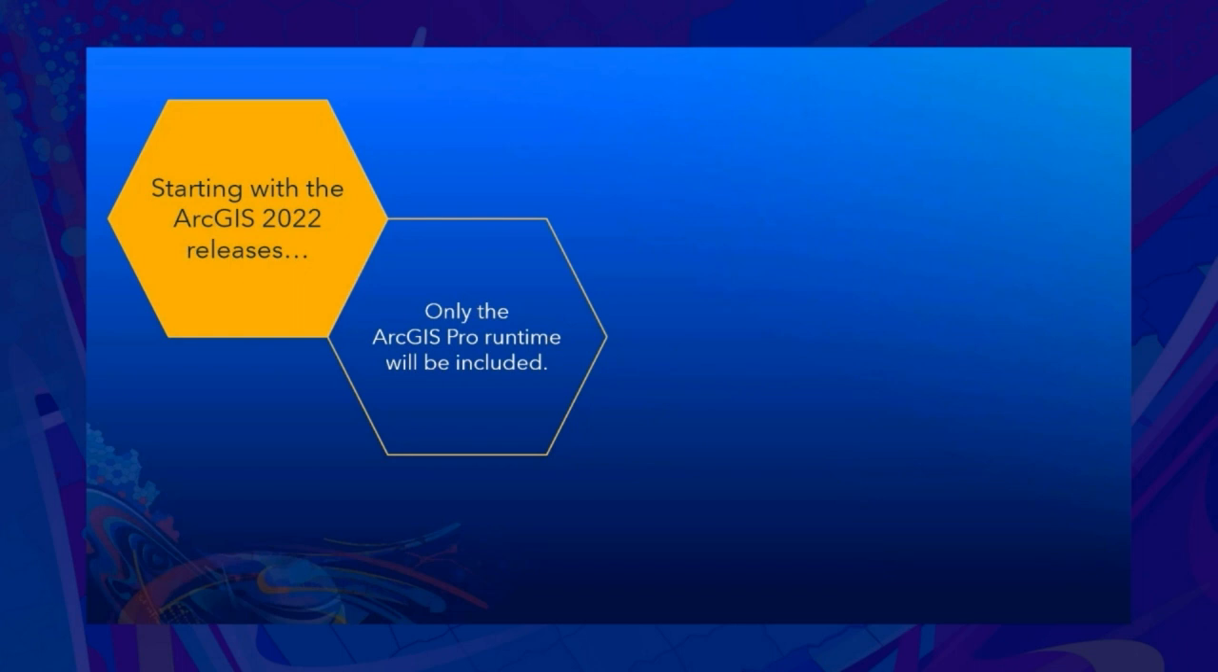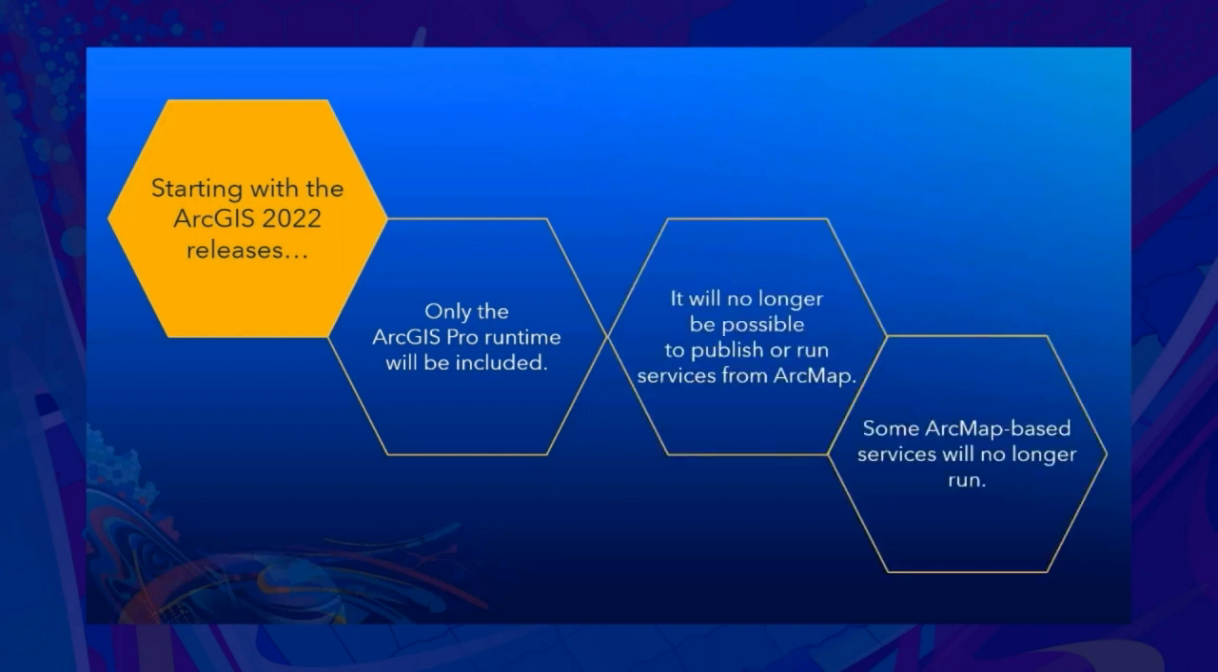Now this all paves the way for the changes coming with the ArcGIS 2022 releases. Starting with these releases, only the ArcGIS Pro-based runtime will be included. There will be no ArcMap-based runtime. With this in mind now, it will no longer be possible to publish services from ArcMap or run services that were published from ArcMap. Even if you published a service from ArcMap to Enterprise 10.6.1 and then upgraded to an ArcGIS 2022 release, this service will no longer work if it's still using that ArcMap-based runtime.